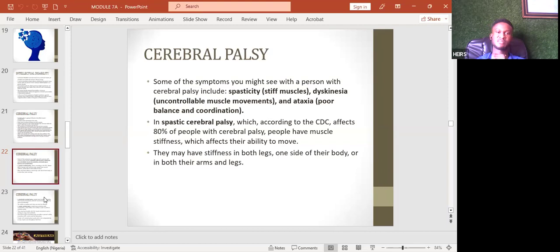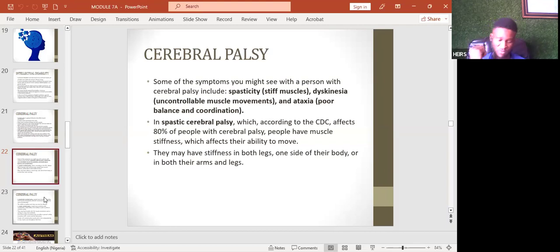So in spastic cerebral palsy, that's stiffness of the muscle, according to the CDC, it affects 80% of people with cerebral palsy, people who have muscle stiffness, which affects their ability to move. This is quite understandable and direct. When we say spastic cerebral palsy, that's spasticity of muscles, stiff muscles.